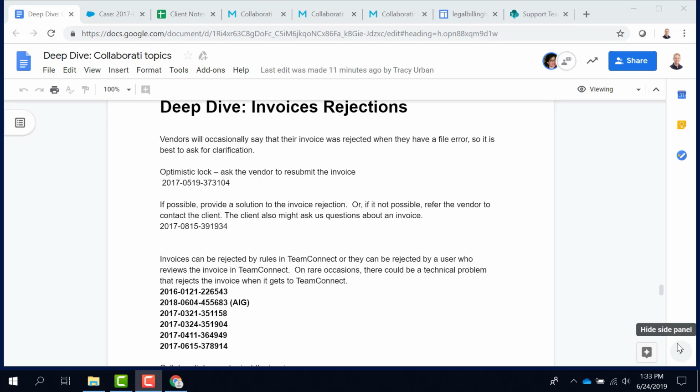So it's best to ask for clarification on whether the invoice status is showing as rejected or if they have a file error. It's also very helpful if they have a rejected invoice, if we can ask them for a PDF of their invoice from Collaborati. And we do actually have some documentation in MindTouch about that.